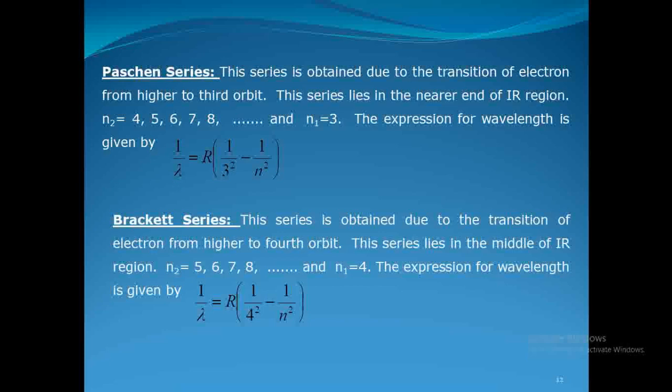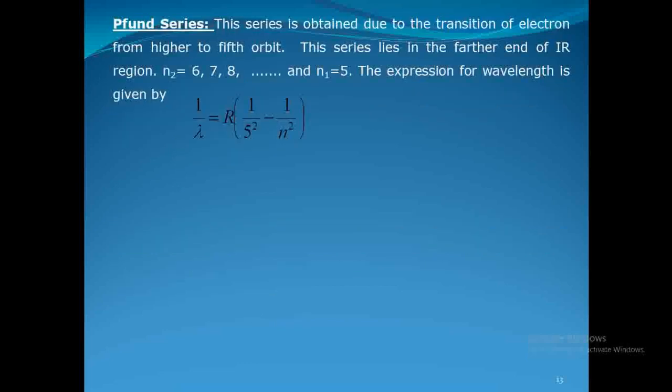Now next and the last series in the spectral series of the hydrogen atom is the Pfund series, and this series is obtained due to the transition of the electron from a higher energy orbit to the fifth orbit, and this Pfund series is obtained in the farther end of the IR region, and here n1 is fixed and equal to 5, and n2 will vary from 6, 7, 8, 9 and so on until infinity, and the expression for the wavelength is given by 1 by lambda is equal to R into 1 by 5 square minus 1 divided by n square. So this is your Pfund series, and this ends the spectral series of the hydrogen atom.